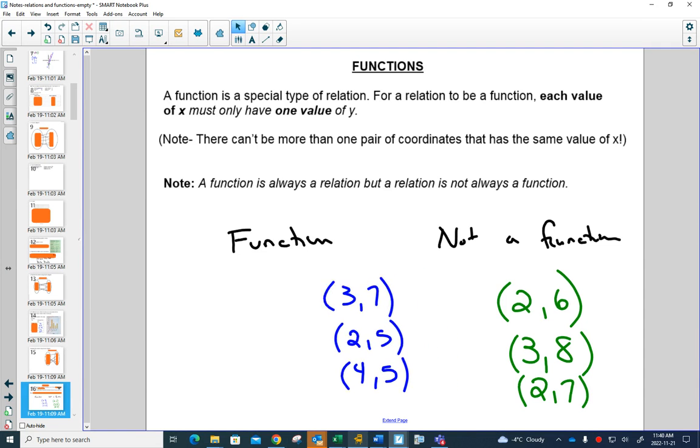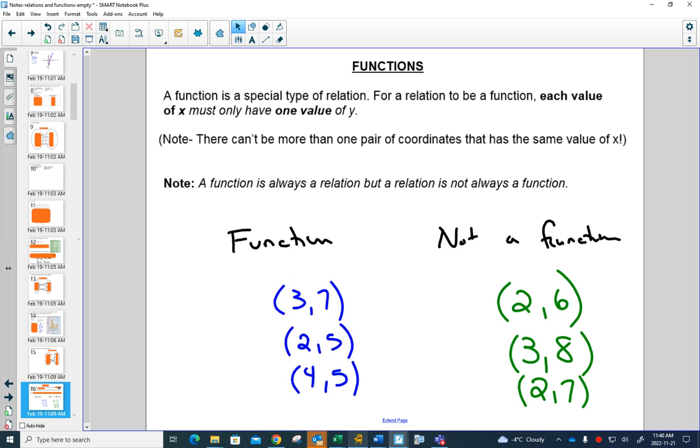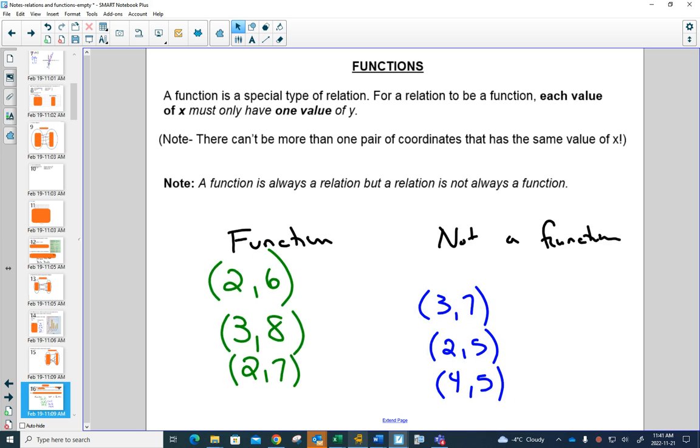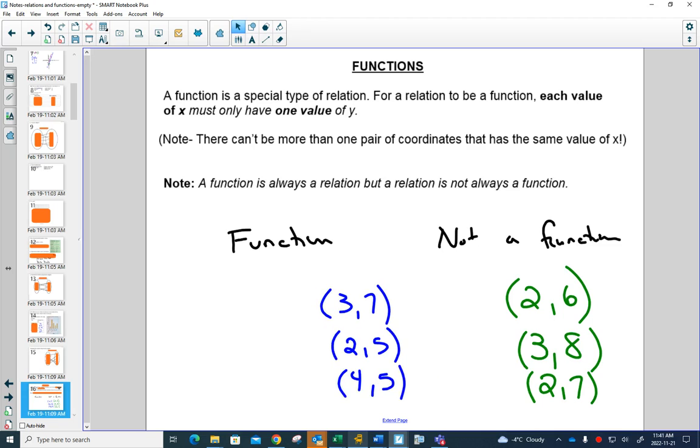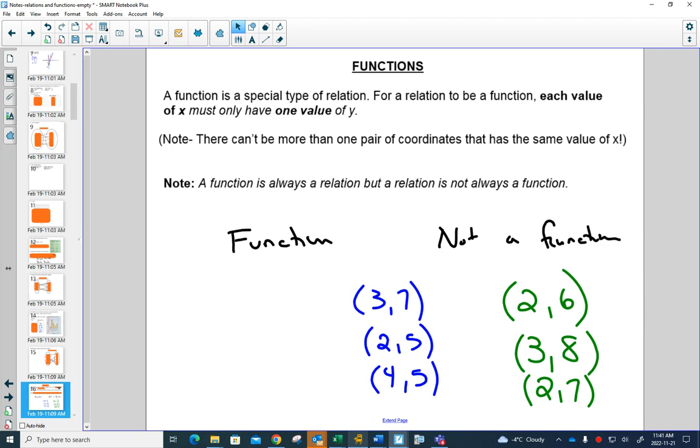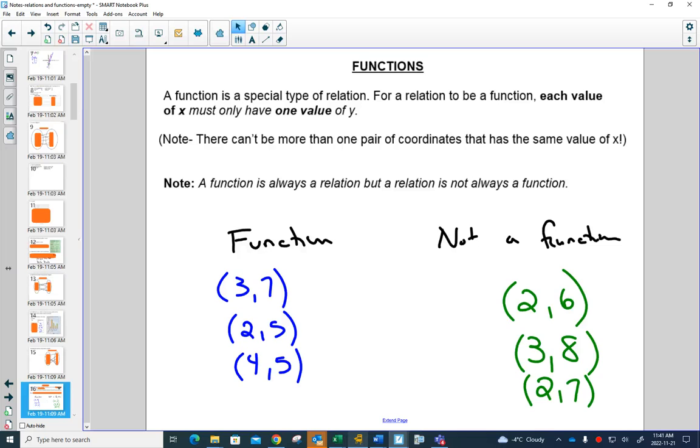Yes, blue is a function, but green is not. Some people say yes, some say no. Green is not, because we have a value of x that has different values of y. This is like your calculator saying 3 plus 4 is 10 now. x plus 4 is equal to what? If you plug in 2, you get 6. If you plug in 2, you get 7. This doesn't make sense. This one is not a function. This one is a function.